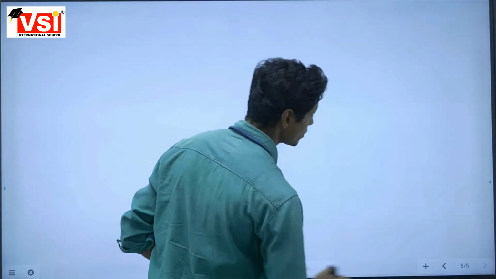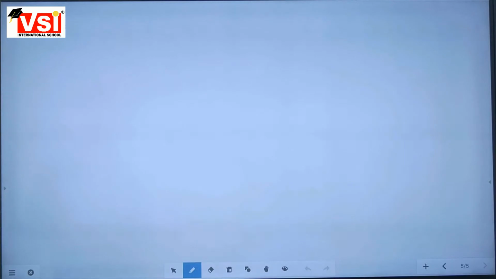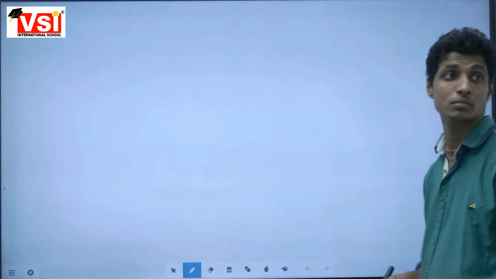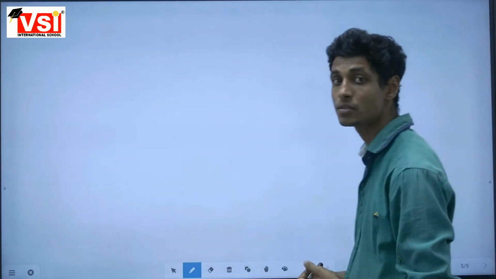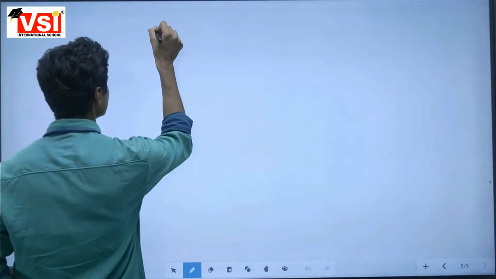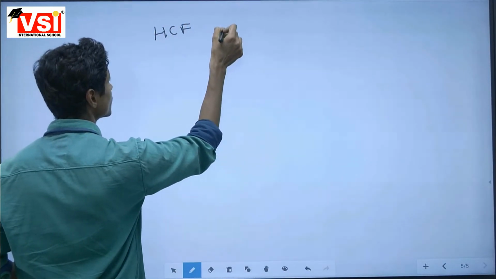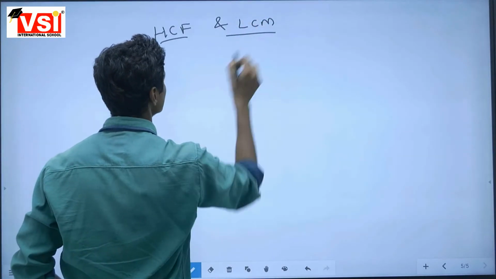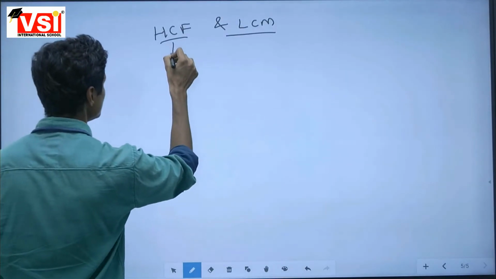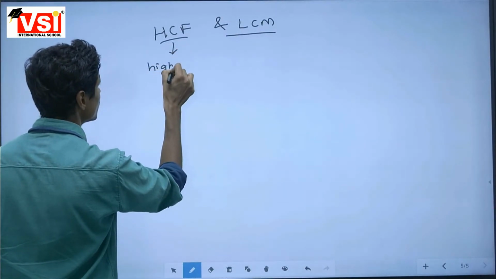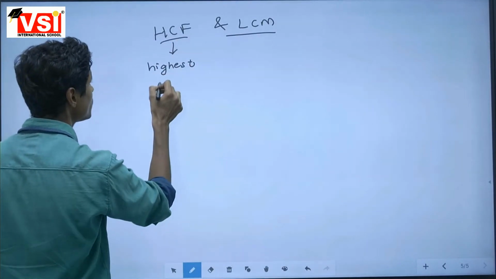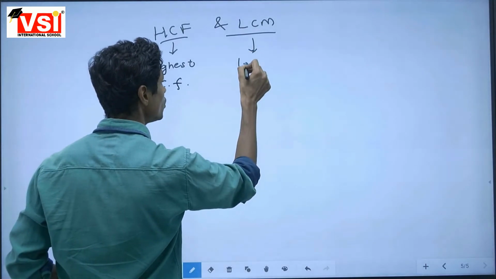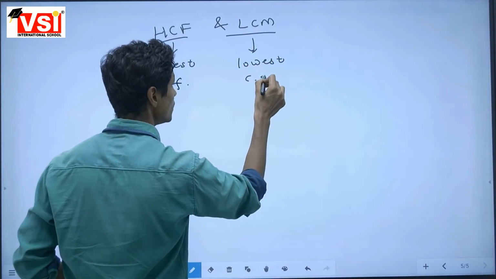Okay. So now we have understood the concept of factors, multiples, common factors, and common multiples. Fine. Now we will look at how to find HCF and LCM by using the common factors and common multiples method. HCF and LCM. First of all, the full form of HCF is highest common factor, and the full form of LCM is lowest common multiple.